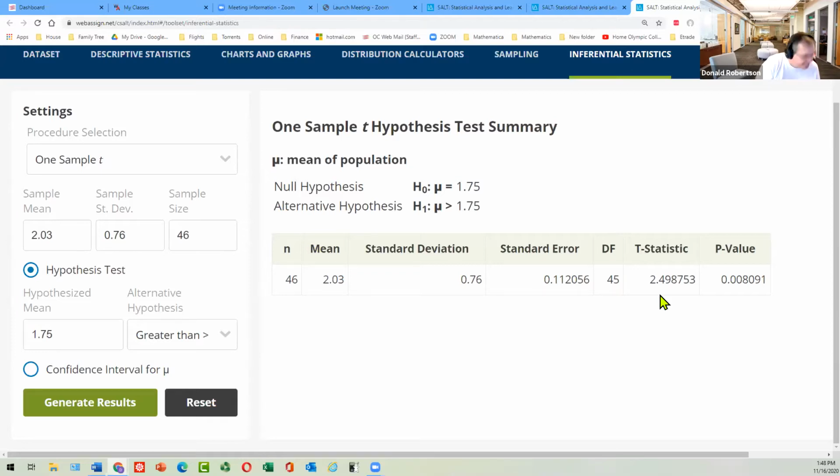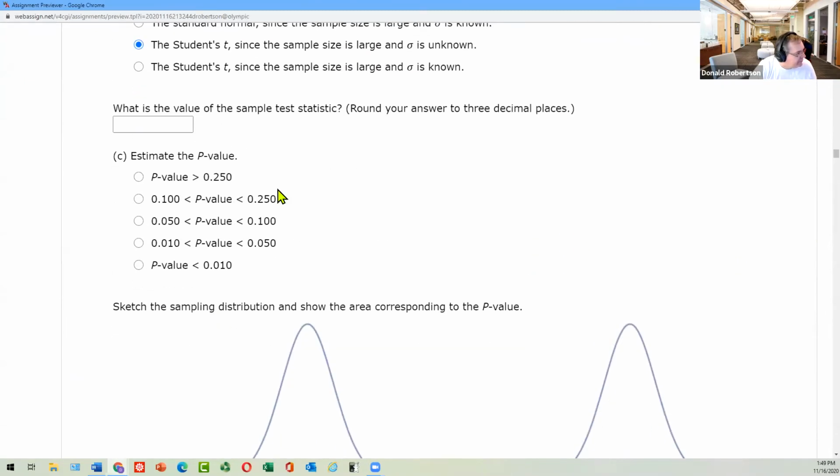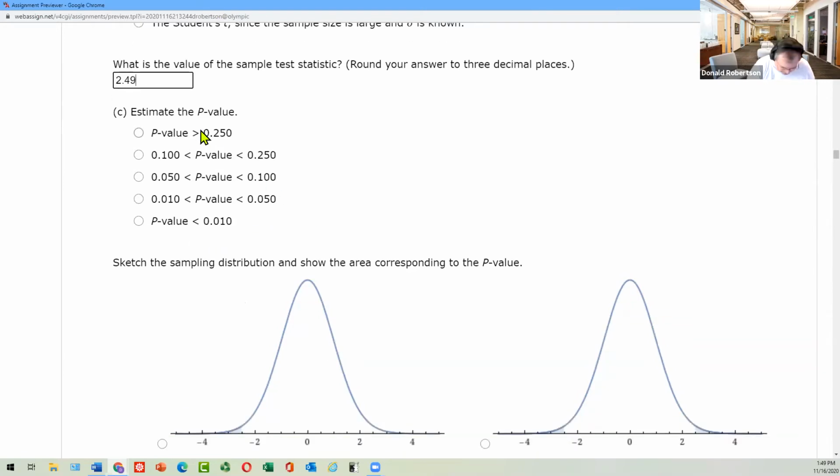Okay. So if I go back here, what is the test statistic? That's what they are calling the t-value. Can I just do the 2.49 and you can imagine the other digits? Now, estimate the p-value. Well, we didn't estimate it, we got it. It was 0.008. So 0.008 means it's that dot, isn't it?